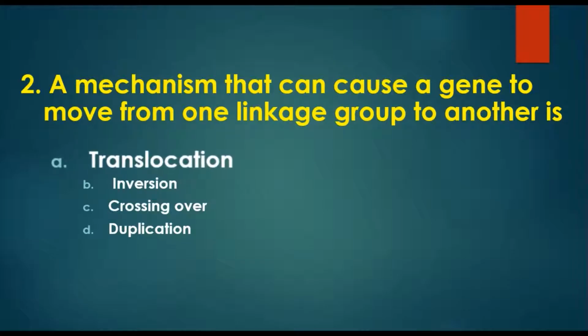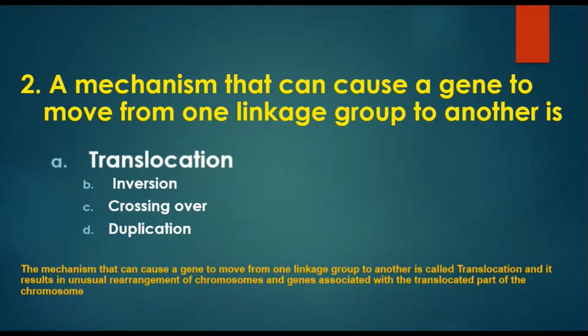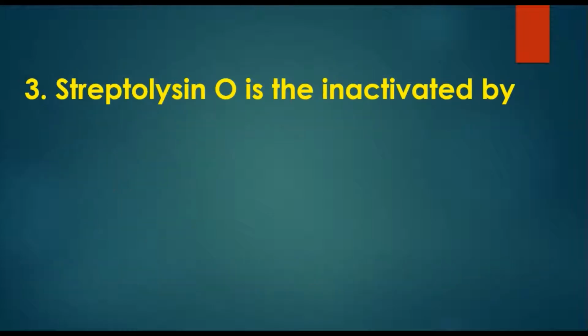Whereas inversion means within the same chromosome, the chromatid segment is reversed. Crossing over, obviously you know. Then duplication, the same thing is going to be copied. So the mechanism that can cause a gene to move from one linkage group to another is called translocation, and it results in unusual rearrangement of chromosomes and genes associated with the translocated part of the chromosome.